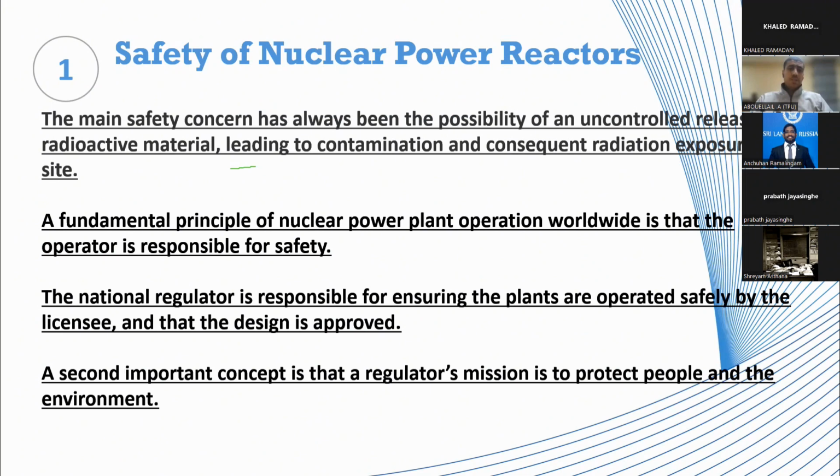The main safety concern has always been the possibility of an uncontrolled release of radioactive material, leading to contamination and consequent radiation exposure at the site. The fundamental principle of nuclear power plant operation worldwide is that the operator is responsible for safety. The national regulator is responsible for ensuring the plants are operated safely by the licensee and that the design is approved. The second important concept is that the regulator's mission is to protect people and the environment. Next, please.